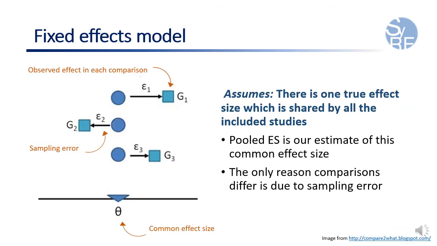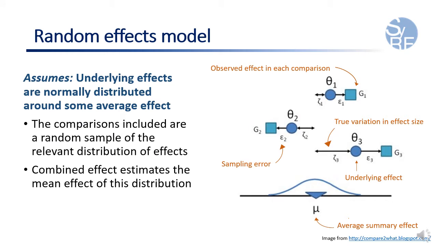We can now finally begin to pool our effect sizes to calculate an overall effect size. There are two methods to doing this, so let's start with the fixed effect model. Under the fixed effect model, we assume that there is one true effect size which is shared by all the included studies. It follows that the combined effect size, or the global estimate, is our estimate of this common effect size. The only source of error in this model, and the reason why the comparisons we include differ, is due to sampling error. The alternative to this is the random effects model.